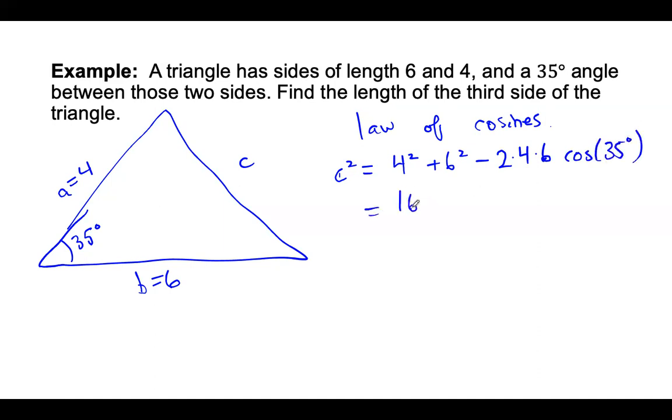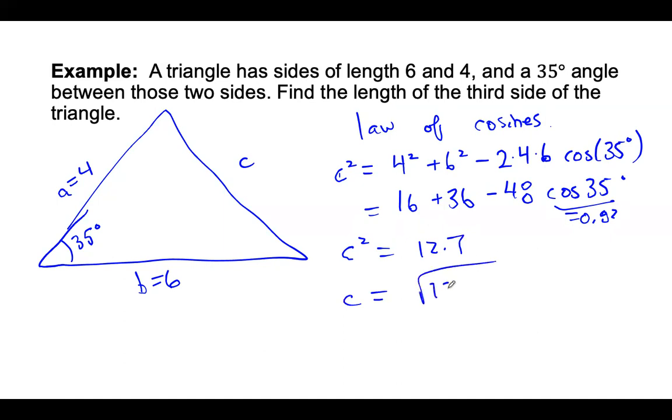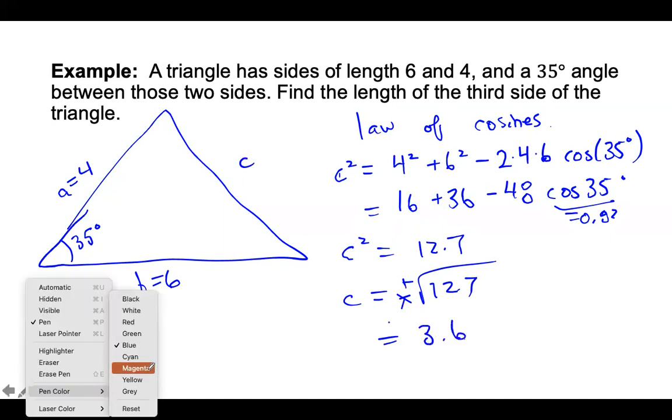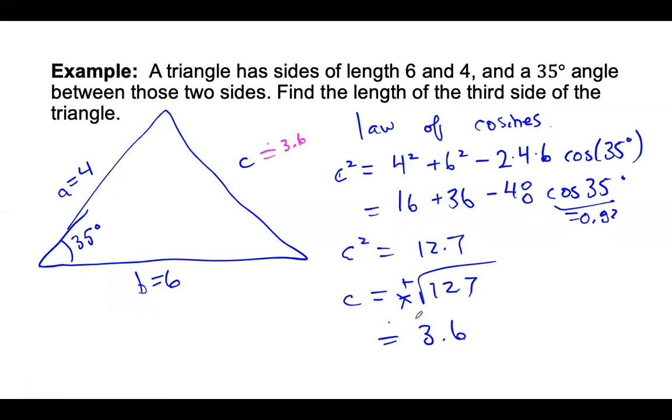We can compute these numbers. The cos of 35 is approximately 0.82, I think, maybe. And we get C squared is equal to 12.7. Take that square root. Now we would just want the positive one, obviously, because a side can't be negative. So it'd be 3.6, approximately, for this side.